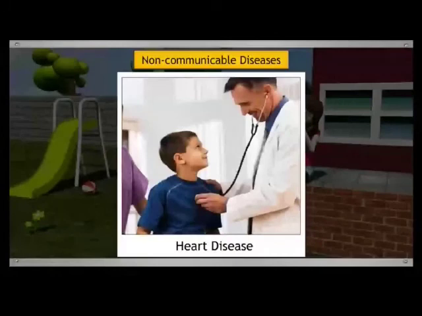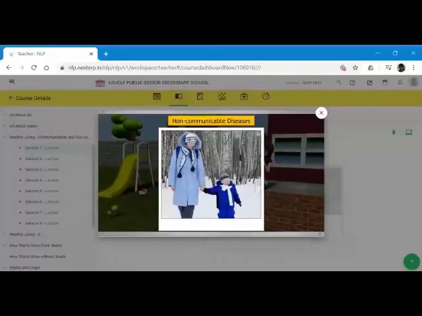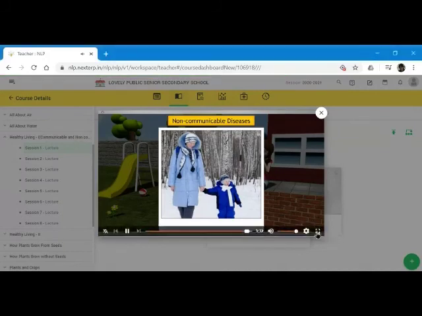Some non-communicable diseases can be passed from one generation to another. Now, some of the non-communicable diseases spread from one generation to another. Just wait. Now, what is the generation? That it is passed from our family, from our grandparents to parents, from parents to us. A child could inherit a non-communicable disease from his or her parent.